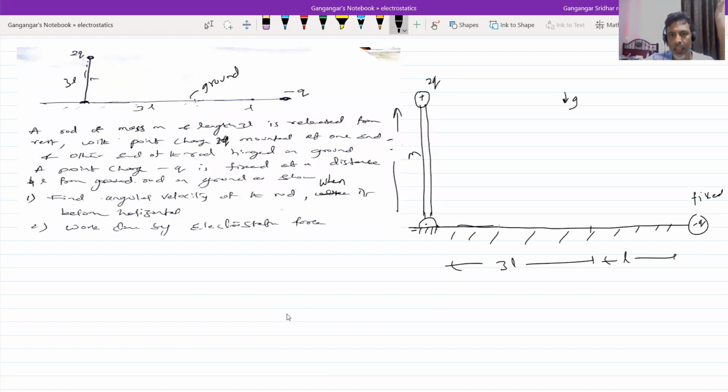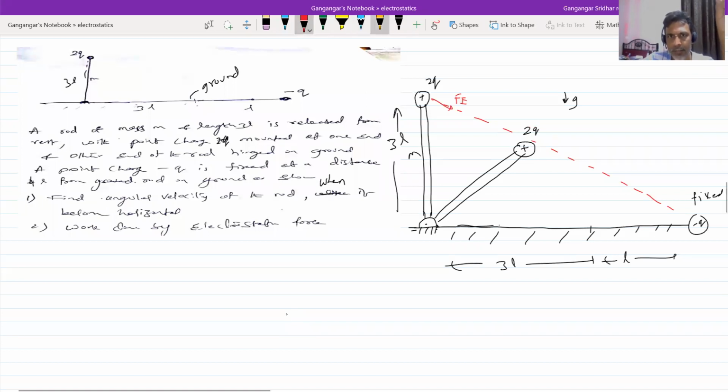Now the question is asking what will be the angular velocity of the rod when it becomes horizontal. What makes it become horizontal? You start with this. The electrostatic force Fe will act here. Under the action of this electrostatic force, the rod starts swinging. So when we're at some arbitrary position, you take it here. The electrostatic force acting will now be in this direction.